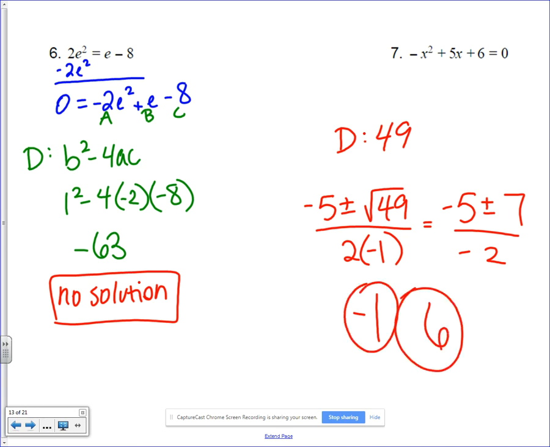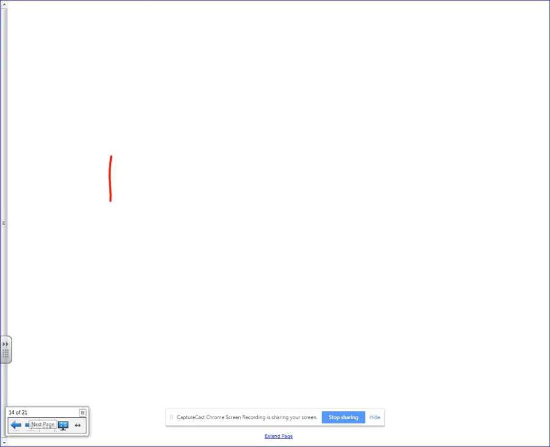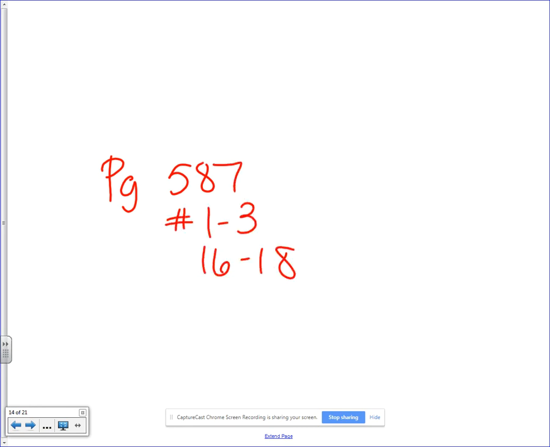Notice we don't have a squiggly line there because those are exact. There's no decimals going on there, right? Questions for me? Okay. Homework. Make sure you read your directions to see whether or not it says exact or approximate. It won't say both. It'll be one or the other.